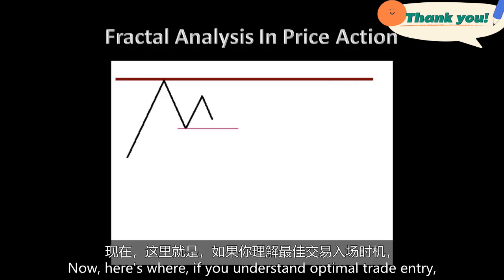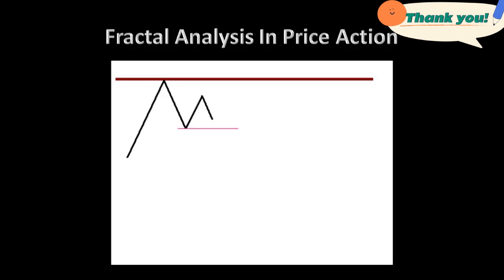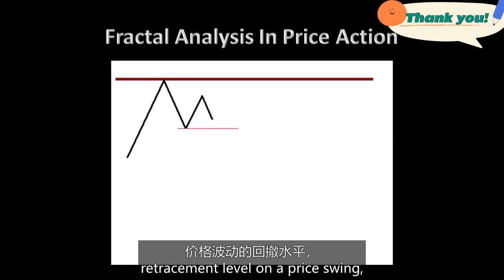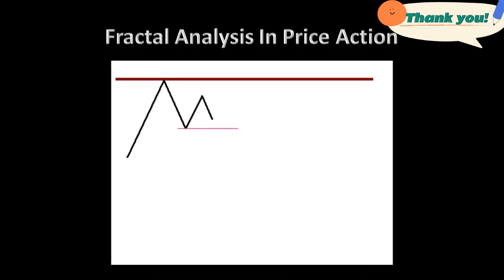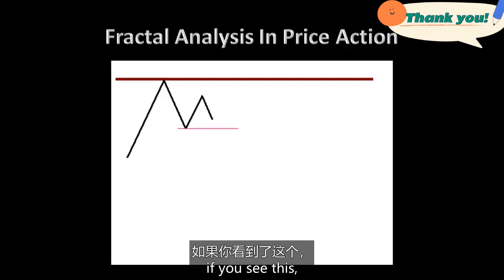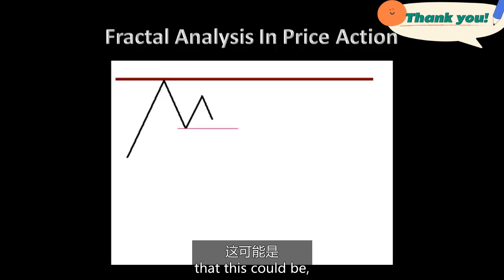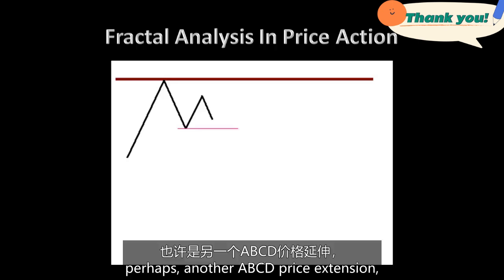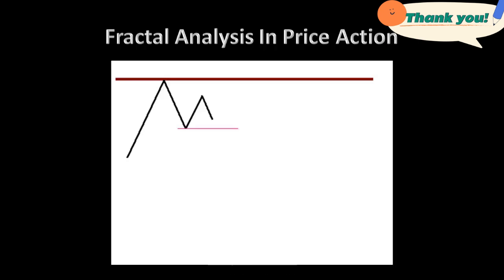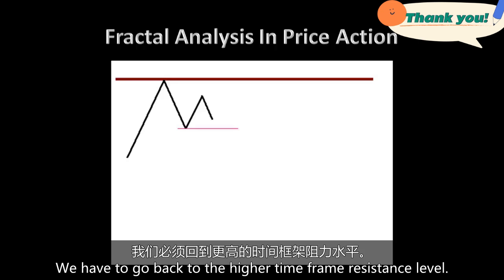Now here's where, if you understand optimal trade entry, which is basically a 62 to 79% retracement level on a price swing, if you see this, this could lull you into believing that this could be perhaps a bull flag. It could be perhaps another ABCD price extension, okay? Or it could be a top.